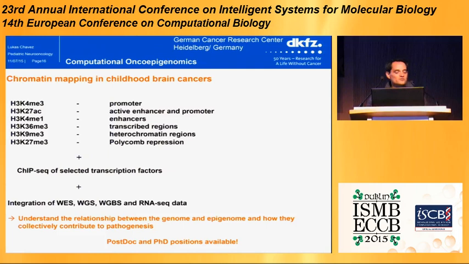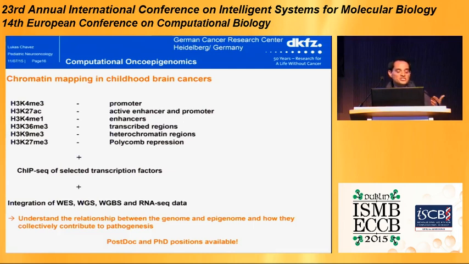So one major focus of my group is chromatin mapping in childhood brain cancers. In our division for pediatric neuro-oncology, we have many huge data sets available in different brain cancer entities. We are mapping different chromatin modifications. We complement this extensive ChIP-seq histone modification data with ChIP-seq data for selected transcription factors.